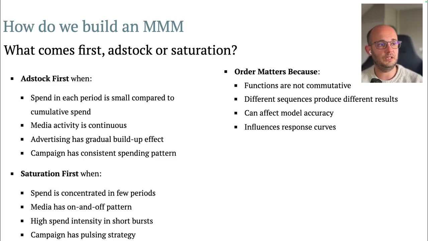Media activity is continuous, you have a gradual build up phase, and your campaigns have a consistent spending pattern. Apply saturation first when your spend is concentrated in very few periods. You have an on-off pattern and you have high spend intensity in short bursts. Generally, most advertisers will be in case one, so usually you apply adstock first and saturation next. But the order matters.